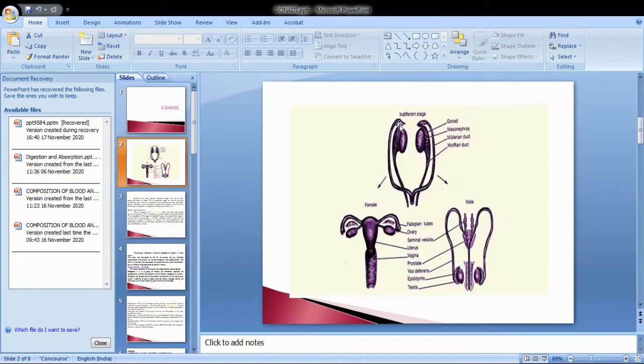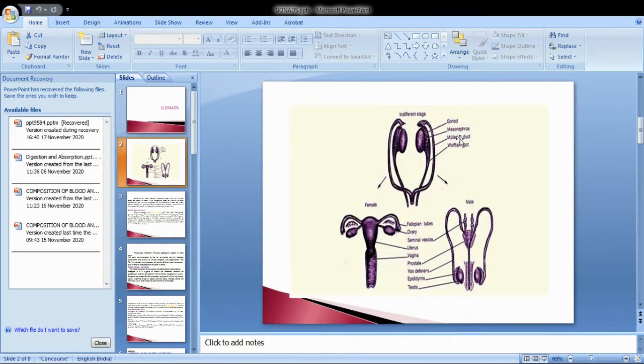These are the gonads in different stages. These gonads are present in both male and female to produce male and female gametes. And this is the mesonephros, and this is the Mullerian duct.